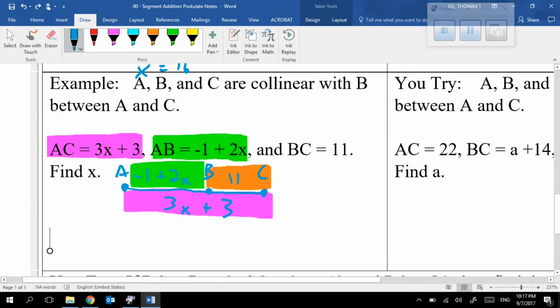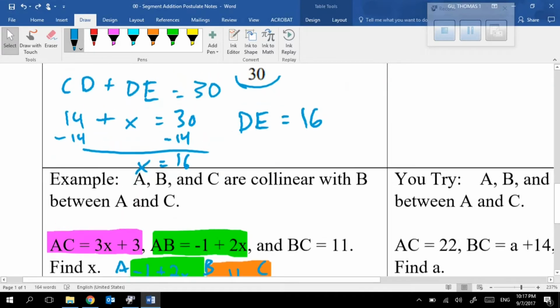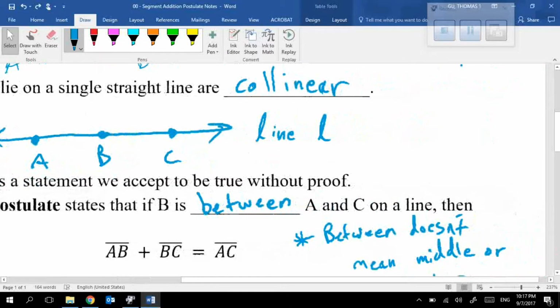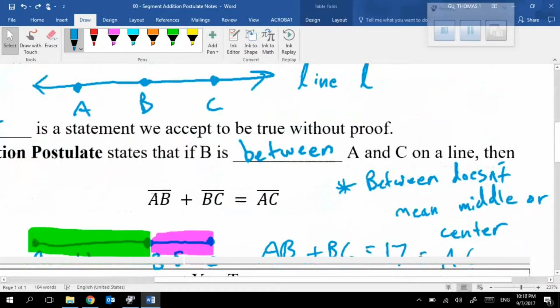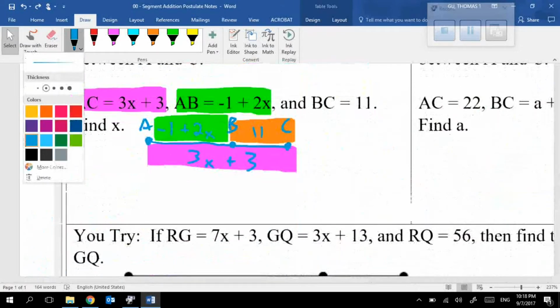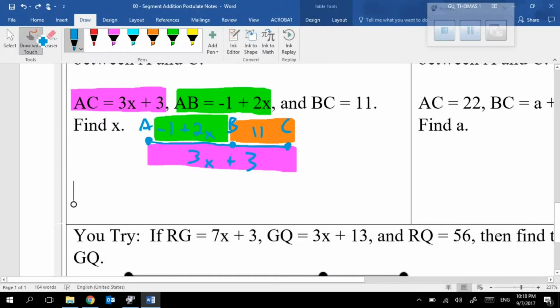All right, so let's set up an equation right here. Remember, the postulate says, let's go up here and check it out real quick. If B is between A and C on a line, which is what our line shows, then AB plus BC equals AC. So we got AB, which is -1 plus 2x, plus BC, which is 11, so plus 11, equals AC. And AC is 3x plus 3. Well, now this is just another normal equation. So let's solve and find the answer.